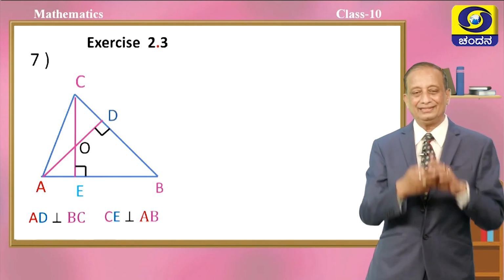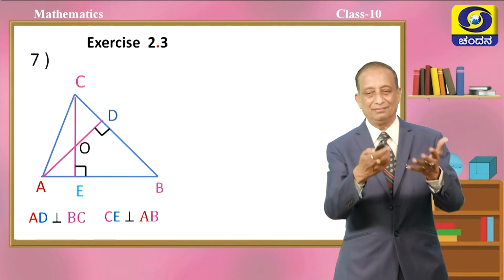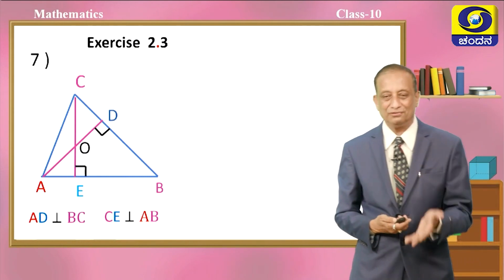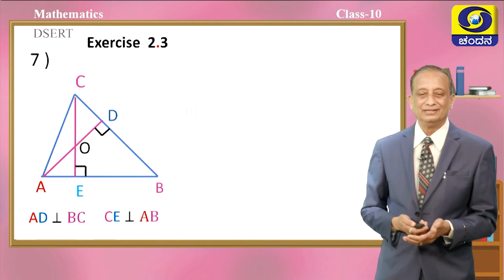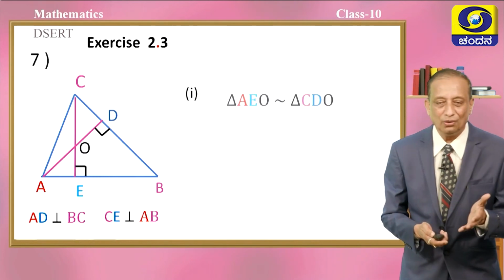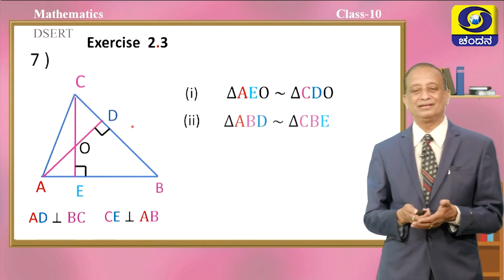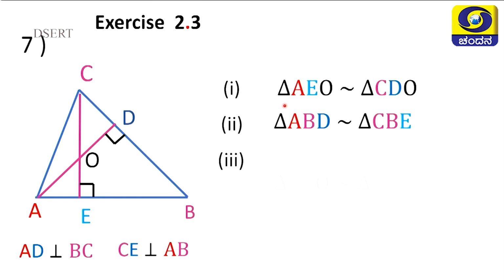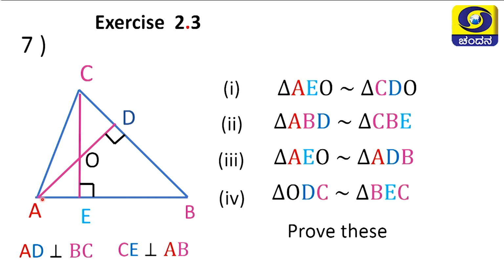Can you say anything now, children? Any similar triangles you are able to see here? If you draw 2 altitudes like this, you will be surprised. See how many pairs of similar triangles are there. Look, children, there are 4 pairs of similar triangles. You have to identify them and prove one by one. Okay. There are 4 pairs of similar triangles if you just draw 2 altitudes in any triangle.